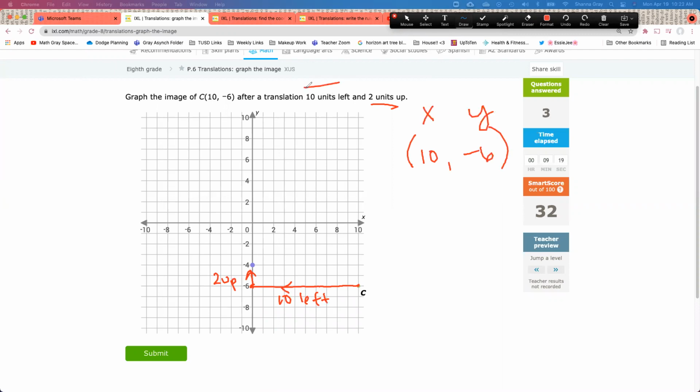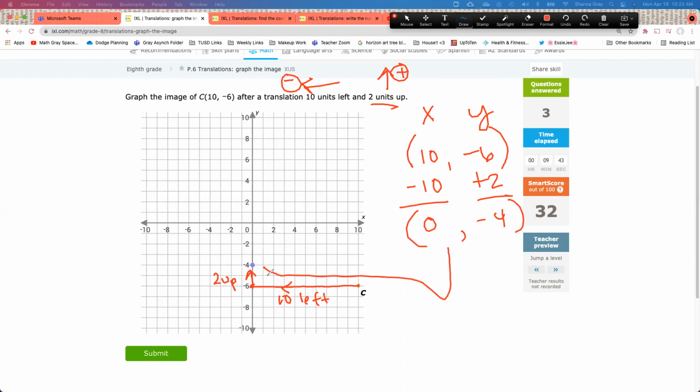If I'm going 10 units to the left, that's in the negative direction on X. So I'm basically subtracting 10. And if I'm going 2 units up, then that's the positive direction on y. So I'm technically adding 2. So if I solve these two math problems here, I get 10 minus 10, which is 0. And then negative 6 plus 2, which is negative 4. So my new point is 0, negative 4, which it is. Makes sense.